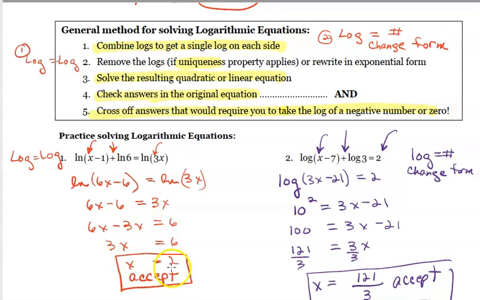Look at all my steps. Take that 2 and plug it back in wherever you have an x. Make sure it doesn't go negative. It doesn't, and therefore I can accept 2.